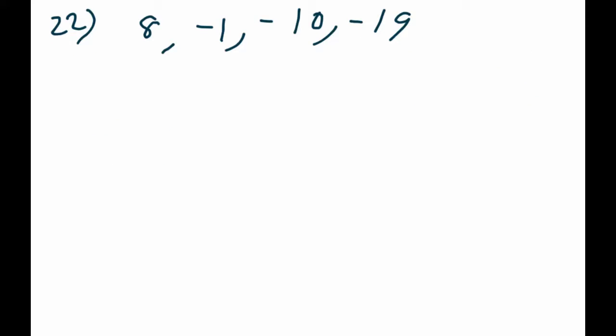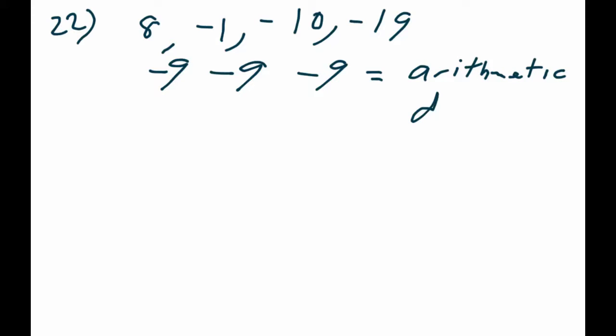Alright, for this next problem it asks if this is geometric or arithmetic, so we always check the arithmetic first. How do I get from 8 to 1? I'm going to subtract 9. How do I get from negative 1 to negative 10? I subtract 9. How do I get from negative 10 to negative 19? I subtract 9. Since we subtract 9 for every one of these, this is arithmetic. And we also found out that d equals negative 9.